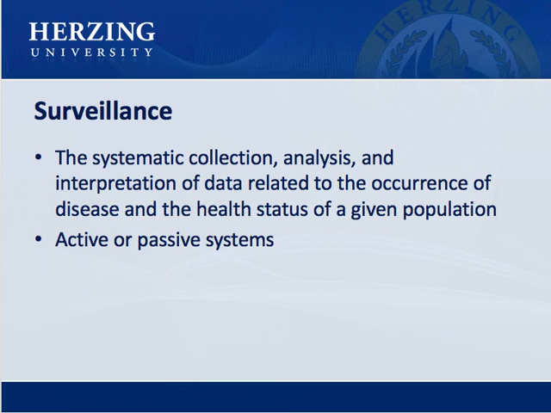Surveillance involves the systematic collection, analysis, and interpretation of data related to the occurrence of disease and the health status of a given population. Passive surveillance is the more common form used by most local and state health departments, in which healthcare providers in the community report cases of notifiable diseases to public health authorities and is relatively inexpensive. Active surveillance is the purposeful, ongoing search for new cases of disease, often used for brief periods and specific purposes because it is costly.